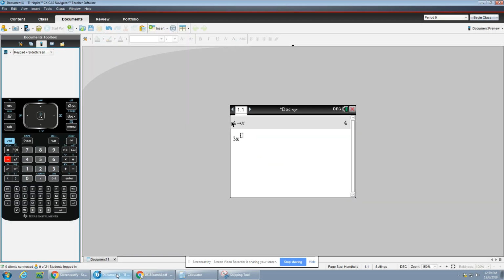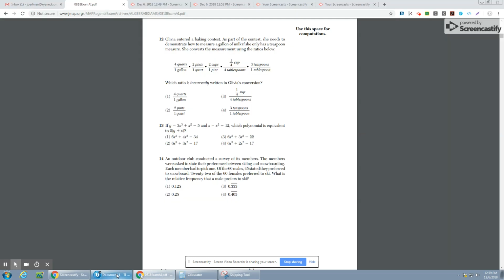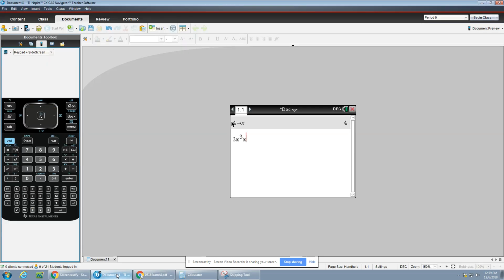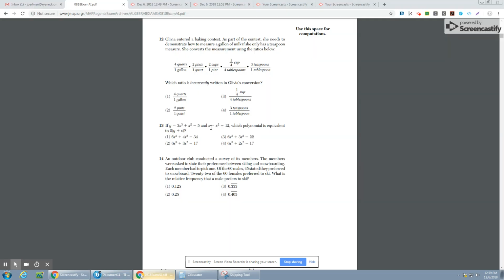So 3x cubed plus x squared minus 5 and get an answer of 203. Now that represents the y value. So we'll store this as y. So now the calculator knows what we're doing for y. We're using this number, which is the result of your equation 3x to the third plus x squared minus 5 equals y. Now we look at the next part of the question.